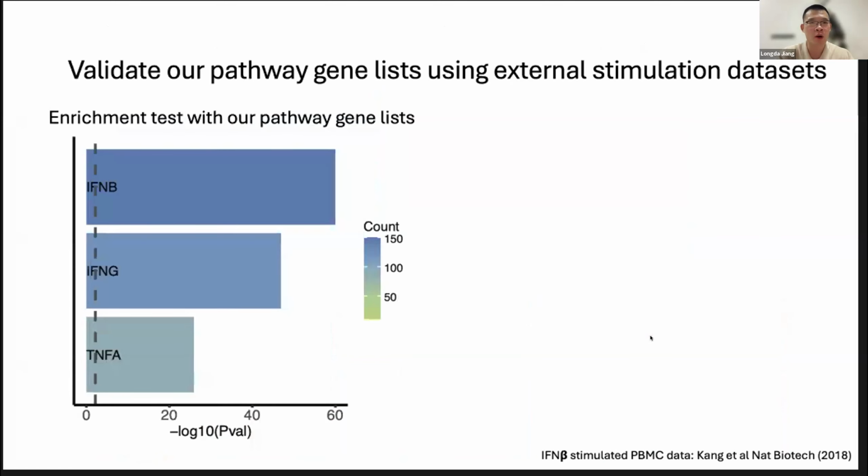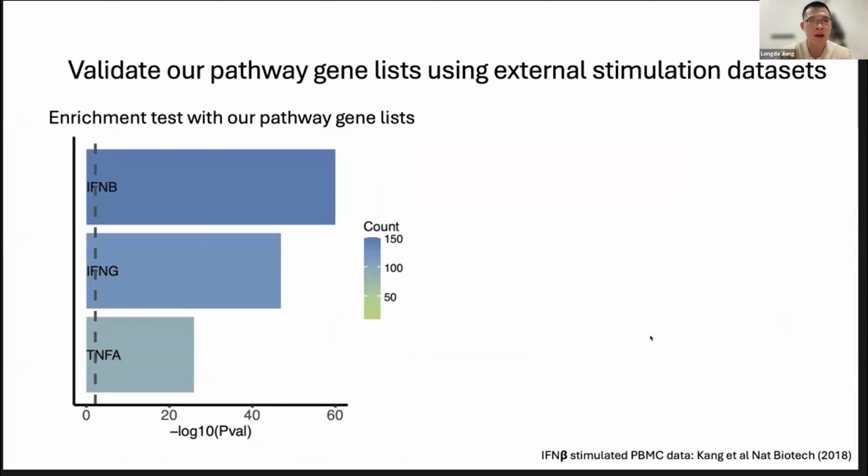So now we have obtained our pathway gene list. The next thing we want to do is to validate their accuracy. So for each pathway, we collected a corresponding external dataset for which we know the ground truth relevant pathway for validation. Take the interferon beta pathway, for example. We collected an interferon beta stimulated PBMC dataset published in 2018 as a validation dataset.